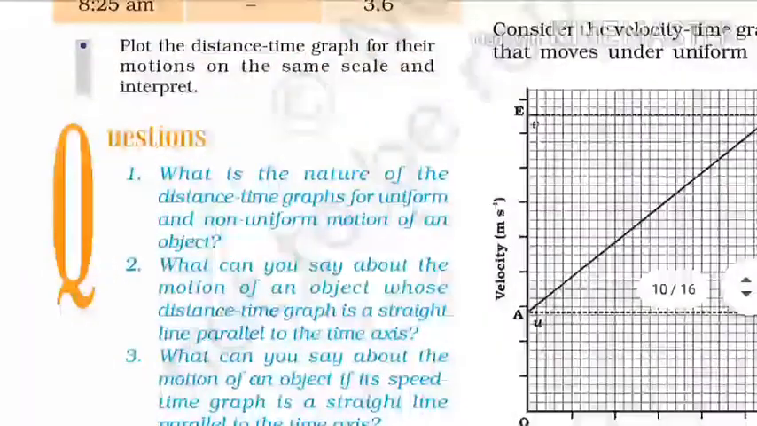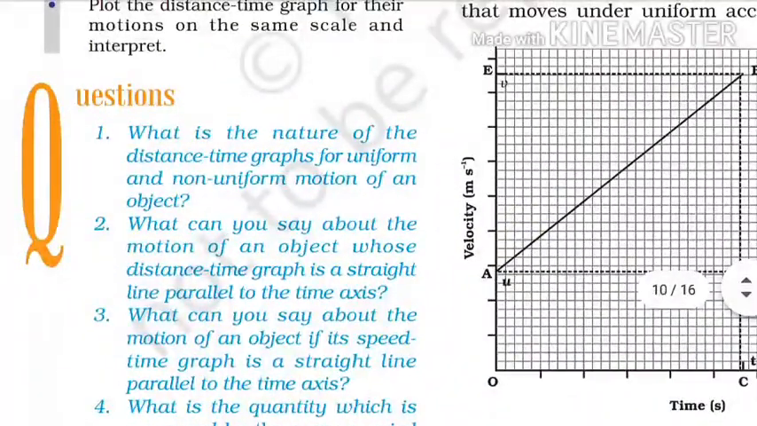Now let us come to some in-text questions. First: what is the nature of the distance-time graph for uniform and non-uniform motion of an object? We know that when the distance-time graph is plotted between time and distance for any object, if the object is moving under uniform motion, then the graph will be a straight line, and if the object is moving under non-uniform motion, then the distance-time graph will not be linear.